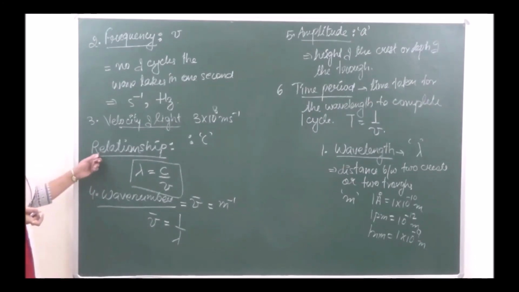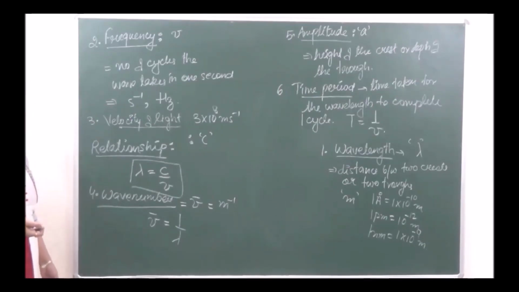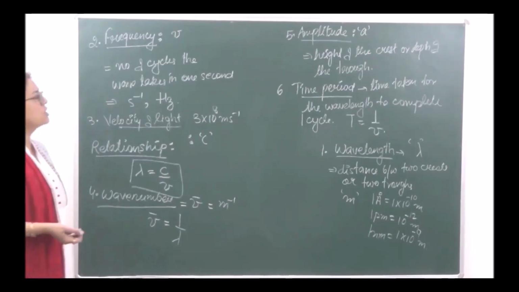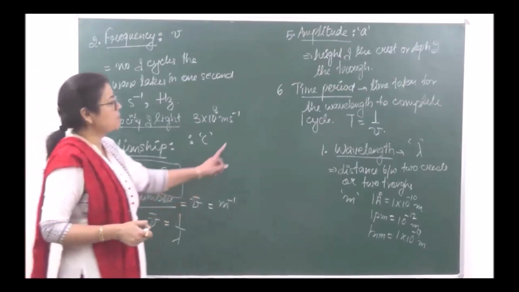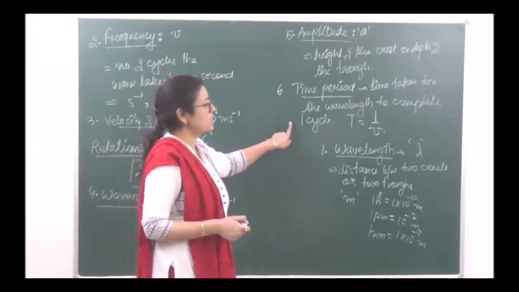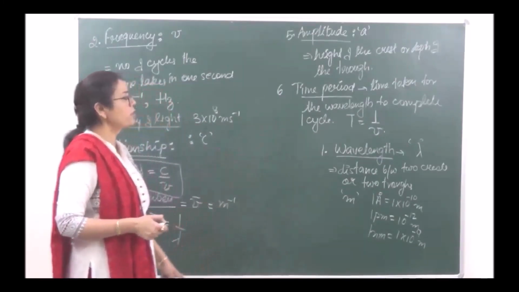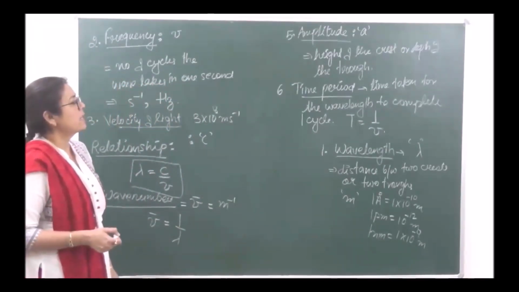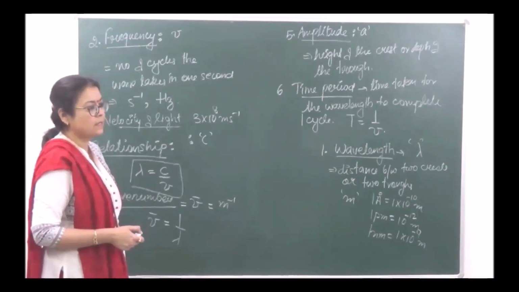So it is almost the same speed. Then the relationship, this is important because it would be used: lambda is equal to c upon nu. Then the wave number is equal to 1 upon lambda. Then the amplitude, the height of the crest or depth of the trough. And the time period. Again, time period is important because we might get this expression in one of the numericals which we are going to solve for this section. So time period is equal to the time taken for the wavelength to complete one cycle.